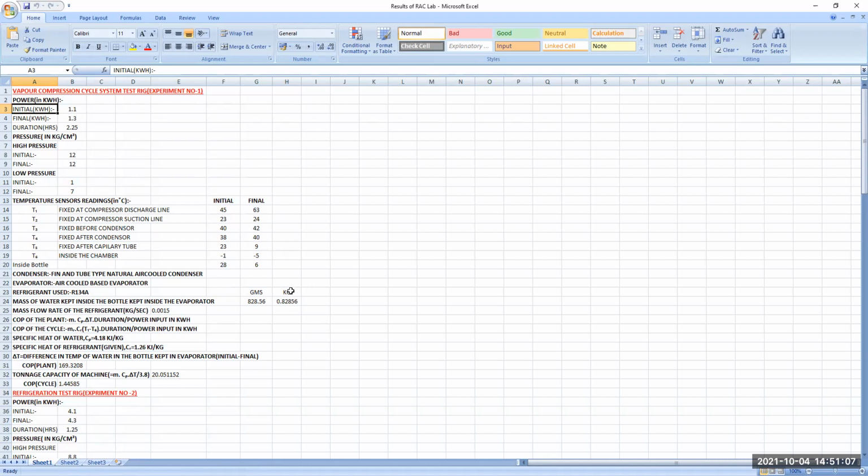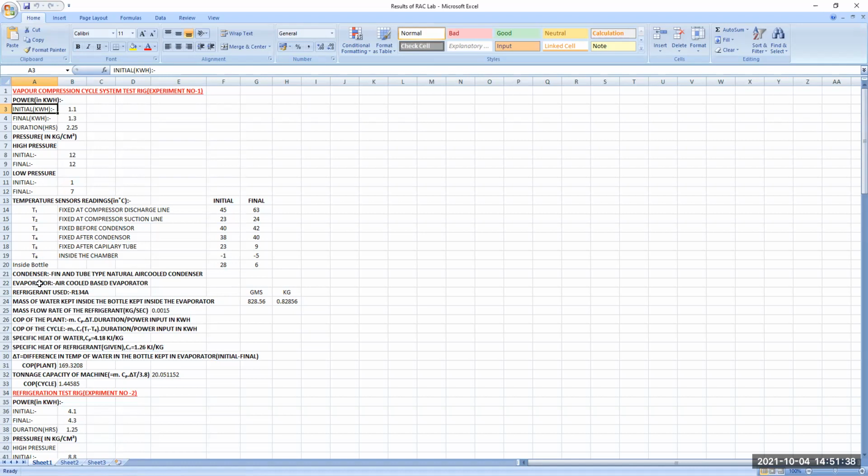Inside the chamber, the temperature initially, before the reading, we have taken as -1 degree centigrade, and it also becomes -5 degrees centigrade. It is given not by a thermometer, but by our sensor device itself. Inside the bottle, we initially checked the temperature as 28 degrees centigrade, more or less room temperature, and it reduced to 6 degrees centigrade, which is pretty cold, nearing 0 degrees centigrade.